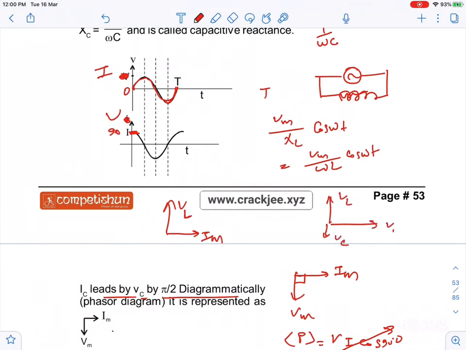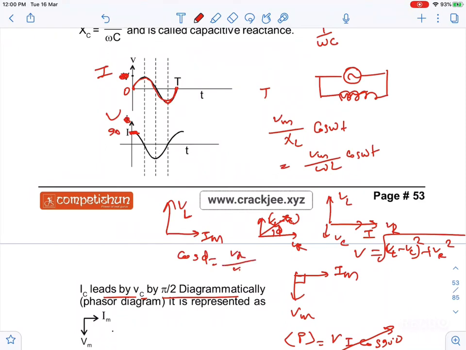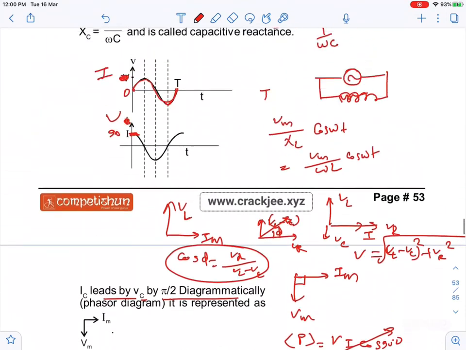So in an RLC circuit, how can you draw it? This is the voltage across the inductor, the voltage across the capacitor, the voltage across the resistor, and current I in the same phase. When you take the resultant, this will be VL minus VC, and this is VR. The resultant will be VL minus VC whole square plus VR square is equal to V square. And for phi, you can write cos phi as VR upon V; anything you can calculate with the help of this. One thing you should remember: condition of resonance.